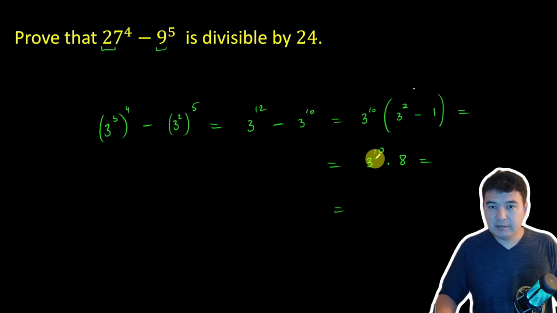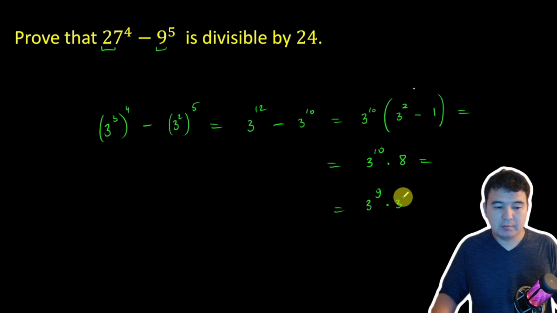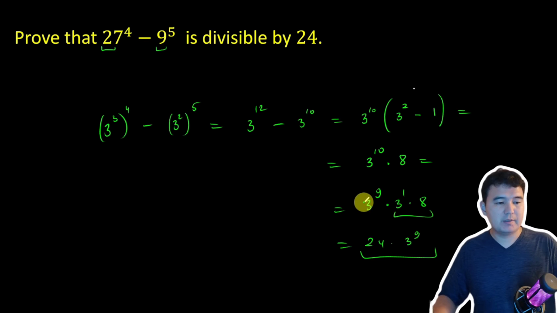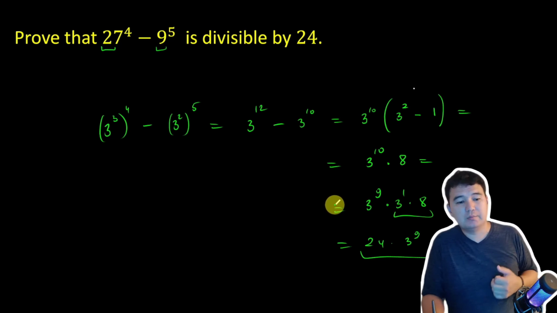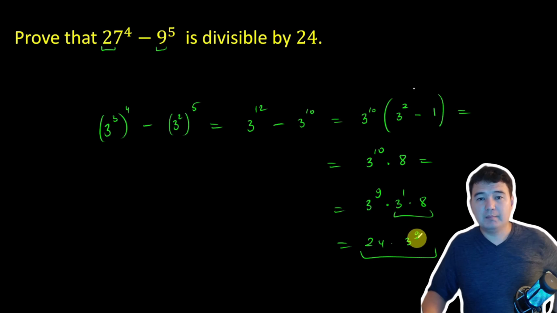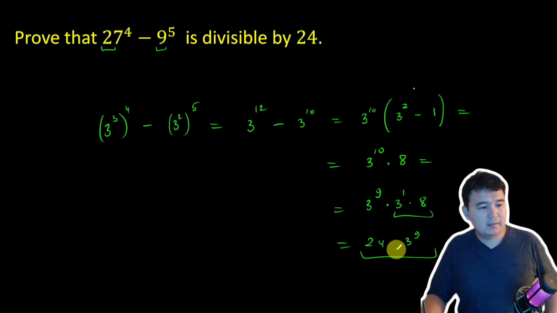What happens if I rewrite this 3 to the power 10 as 3 to the power 9 multiplied by 3 to the power 1 multiplied by 8? Because 9 plus 1 is 10. And then multiply these two, so that's 24 multiplied by 3 to the power 9. So the given expression turns out to be 24 multiplied by 3 to the power 9. That's a number which is divisible by 24.